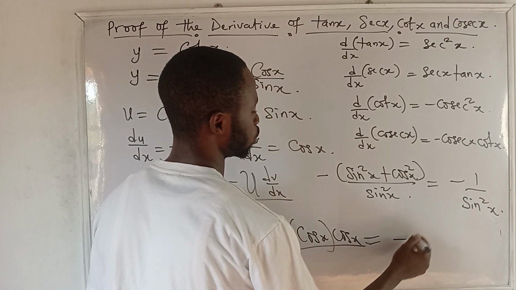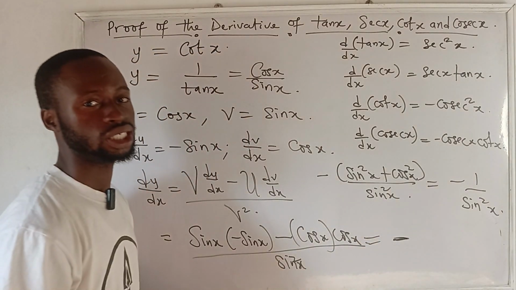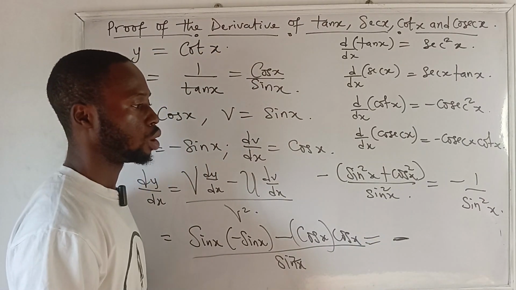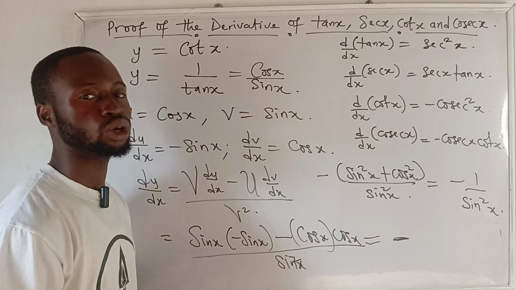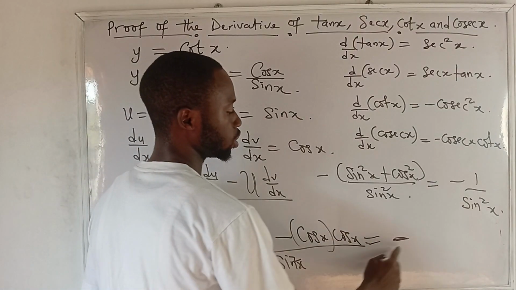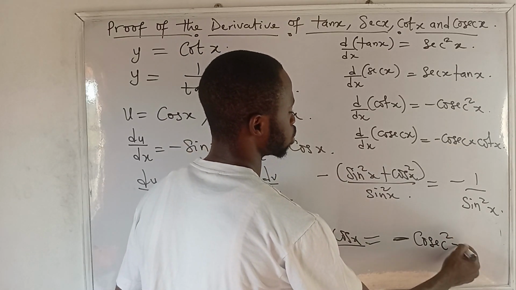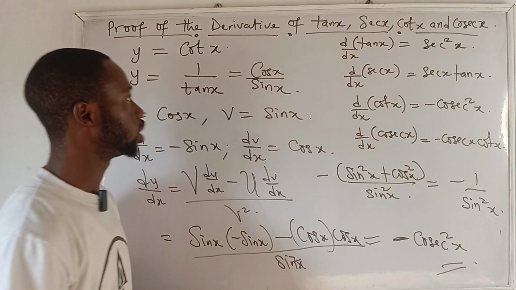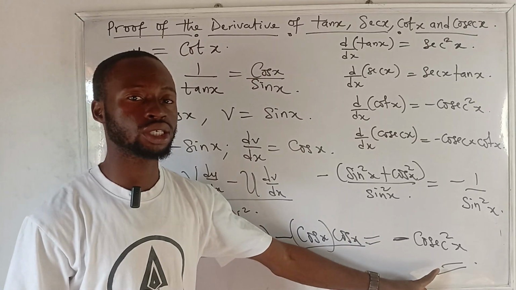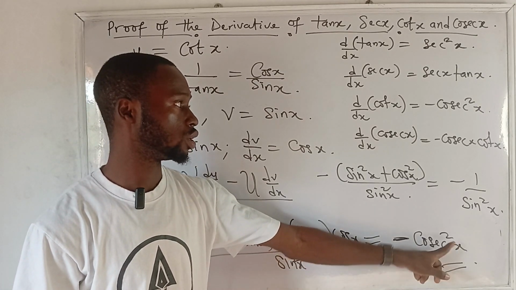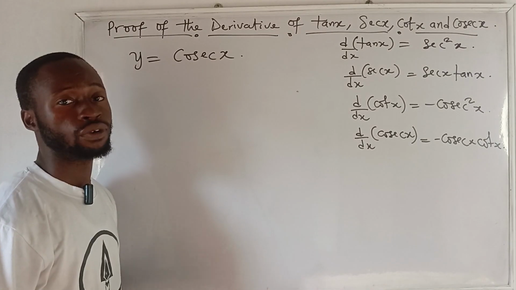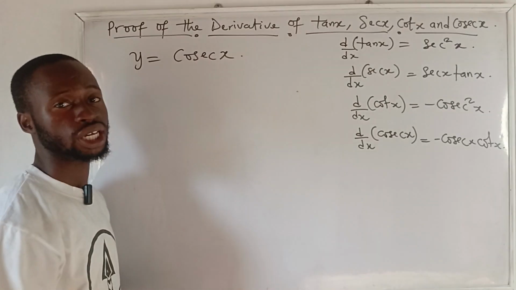Then remember that 1 over sine is cosec, so 1 over sine square x will be cosec square. The minus here is still here, so 1 over sine square x will give minus cosec square x. So the derivative of cot x is proved as minus cosec square x. For our last one, we have y equals cosec x.